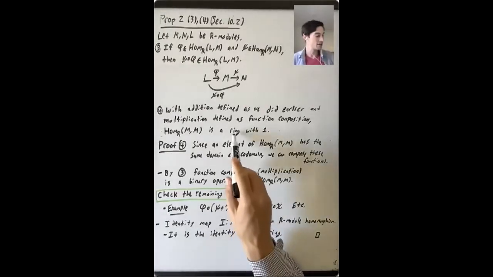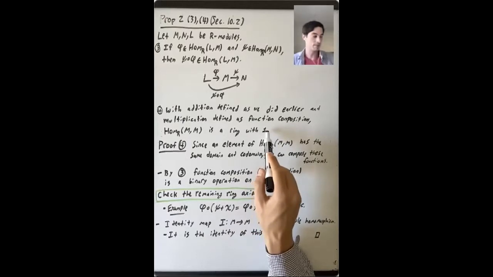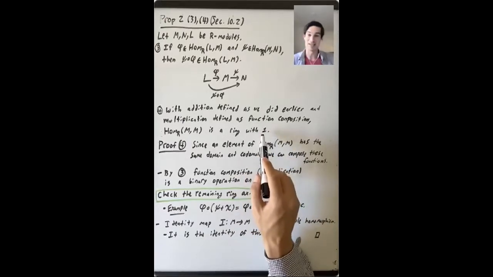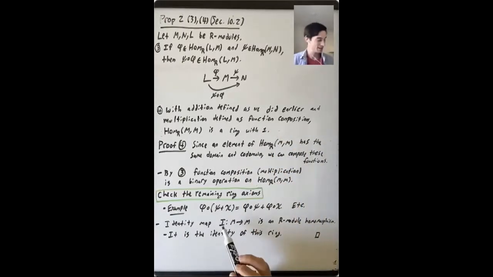What I'll say is there's one other part to this proposition, which is this ring has an identity. So what is the identity? Well, it's the identity map from M to itself. You have to check that this really is an R module homomorphism. You can use that characterization 1, that I applied to r dot x plus y is r dot I applied to x plus I applied to y. And it is clear that that is true.